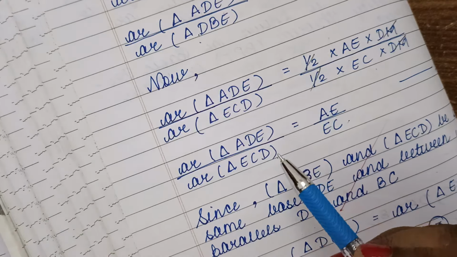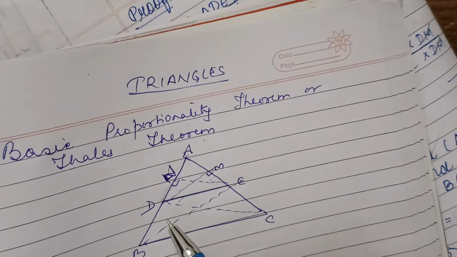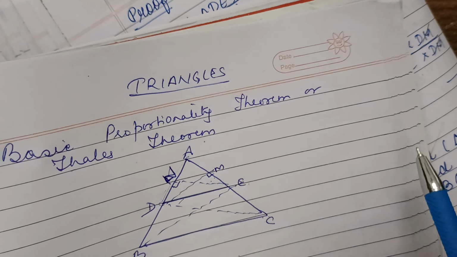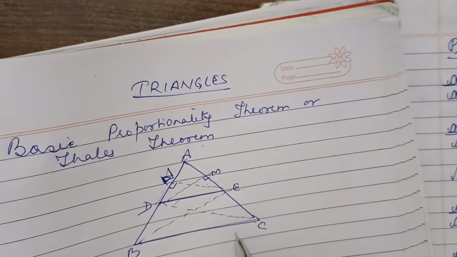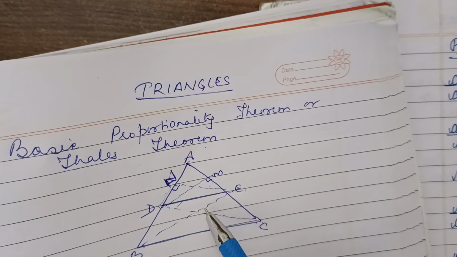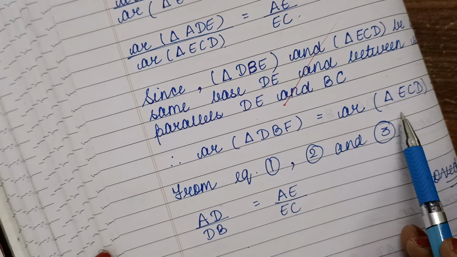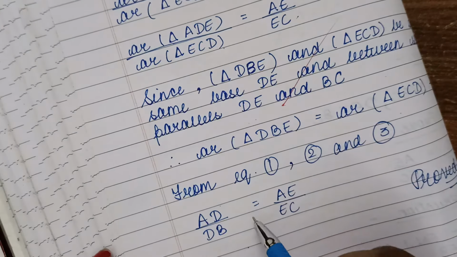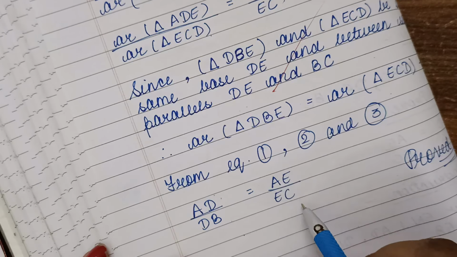Now the two triangles DBE and ECD lie on the same base DE and between the same parallels DE and BC. Therefore the area of triangle DBE and the area of triangle ECD will be equal. Okay, so area of triangle DBE equals area of triangle ECD. So from equations 1, 2 and 3, what do we get? That AD by DB equals AE by EC.